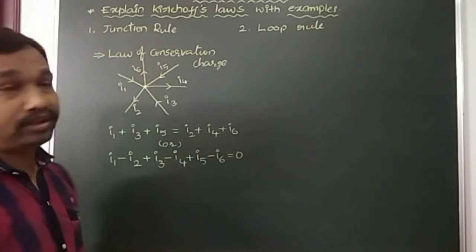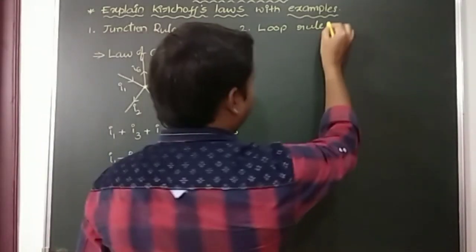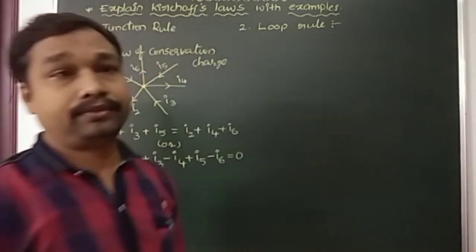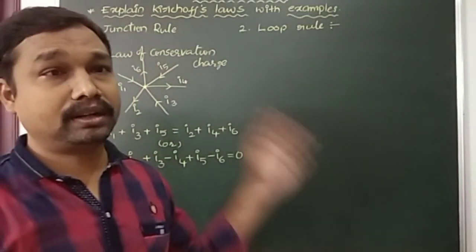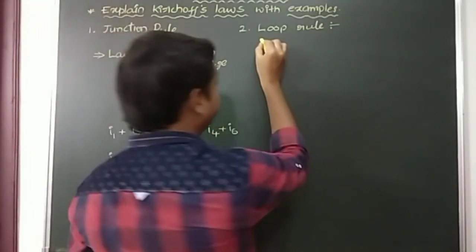This is junction rule. Coming to loop rule. Here in this loop rule, which is considered on the basis of energy, this is on the law of conservation of energy.